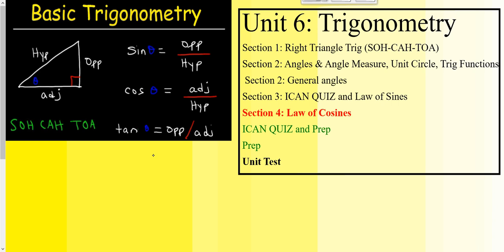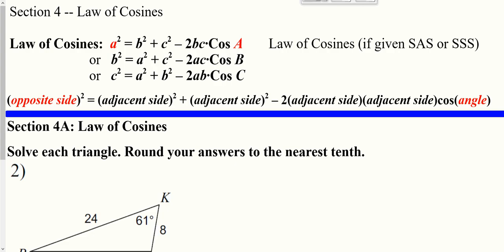Today we're going to finish Unit 6, dealing with the law of cosines. Now, law of cosines, there's really several options for you. There's three options, but notice in each case, whatever angle you have here, you put its opposite side over here. So it really boils down to this. Whatever angle you put here, you put the opposite sides here.